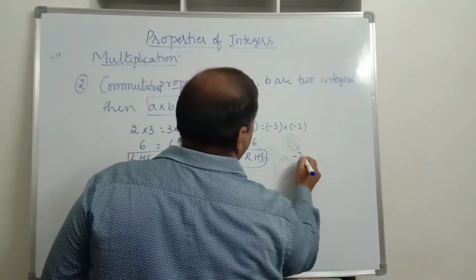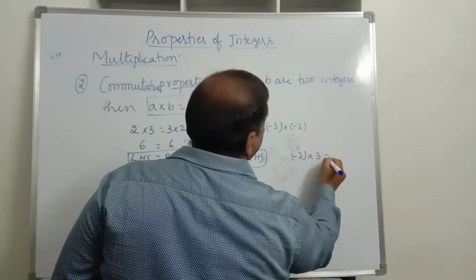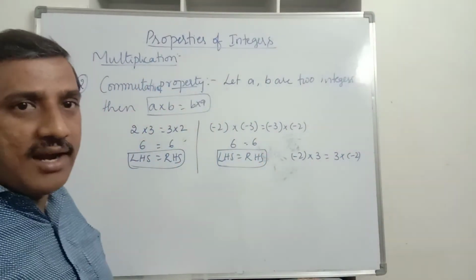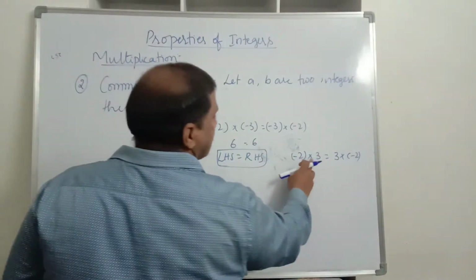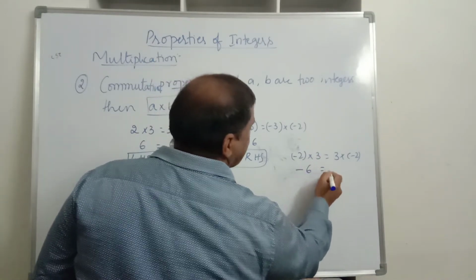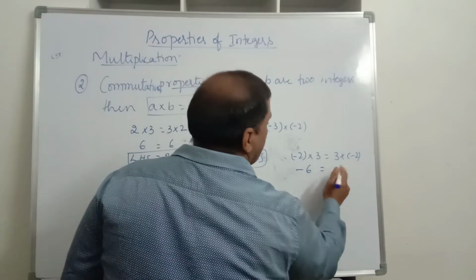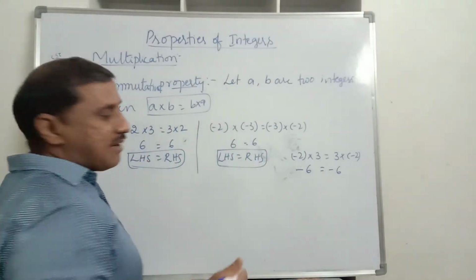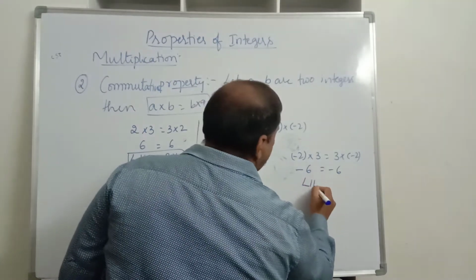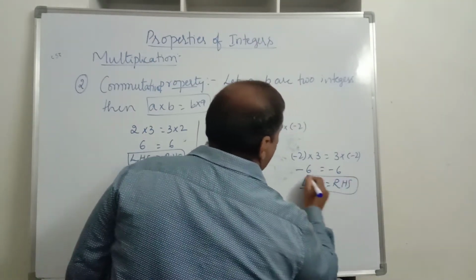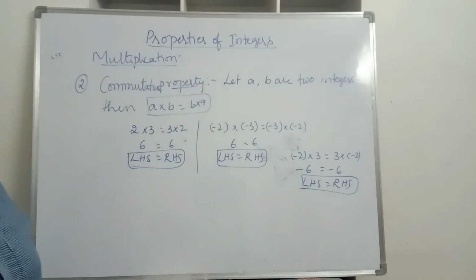It is minus 2 into 3, that is equal to 3 into minus 2. One positive integer and one negative integer. Minus into plus, it is minus 2 into 3, 6, minus 6. Again plus into minus, minus 3 into 2, it is 6, minus 6. Again minus 6 is equal to minus 6. That is LHS is equal to RHS. Hence this pair of integers also is satisfied.